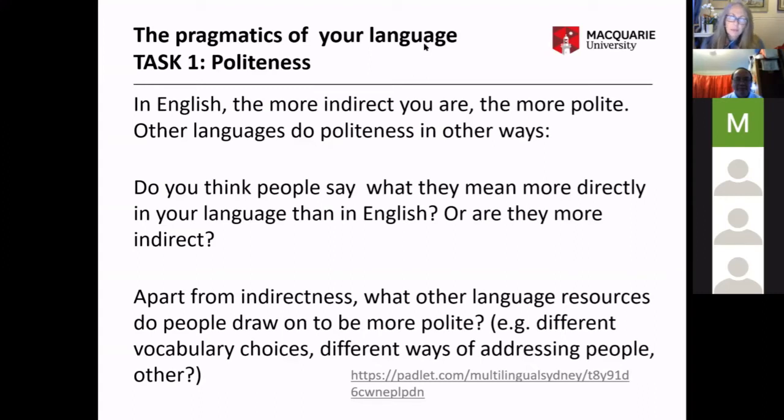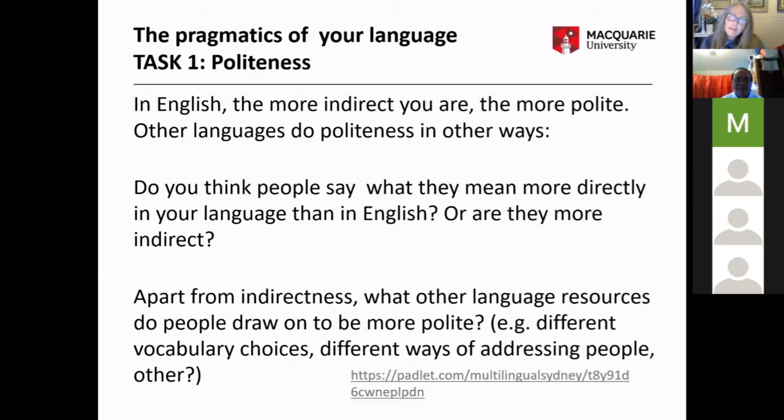So for example, is there a cliche that people who speak your language talk a lot, or that they interrupt a lot, or that they're very direct, or that they're very indirect, that they never say what they mean? So what I want you to do is think, not just, yes, they're more direct or they're less direct, but tell the other people in your group what it is about your language that makes people think that. And this isn't an easy task. You're going to have to think about this a bit.